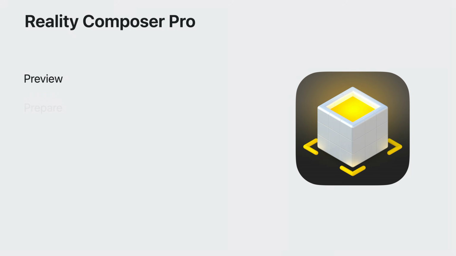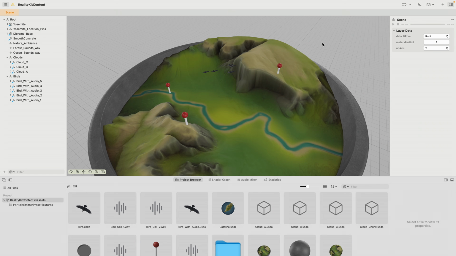We've also introduced a new developer tool called Reality Composer Pro. It allows you to preview and prepare 3D content for your apps. Reality Composer Pro helps you get an overview of all your assets and how they fit together in your scene.